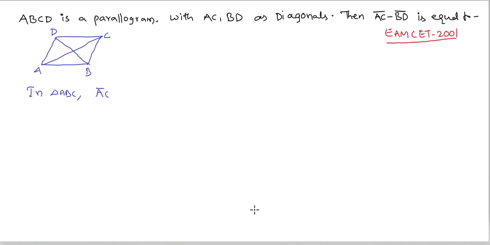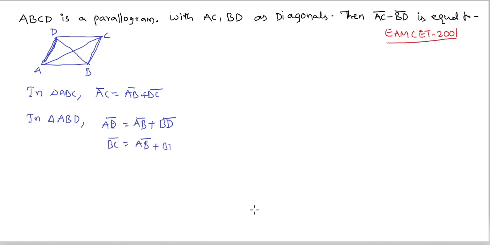In triangle ABC, AC bar is equal to AB bar plus BC bar. In triangle ABD, AD bar is equal to AB bar plus BD bar. But this AD bar is equal to BC bar. So substitute AD bar. That BC bar is equal to AB bar plus BD bar.